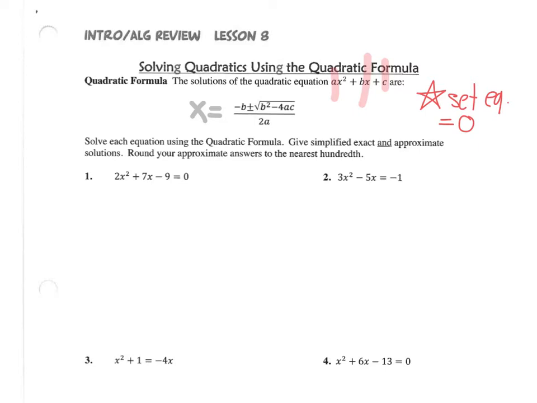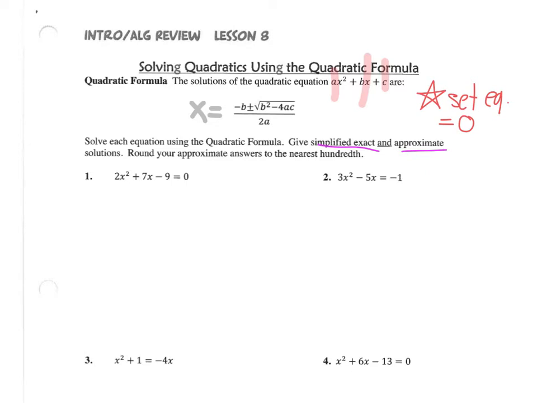All right, so let's take a look at number 1 over here. Let's read the directions together first. It says solve each equation using the quadratic formula. Give simplified, exact, and approximate solutions. Round your approximate answers to the nearest hundredth. Therefore, we will need a calculator. So if you do not have one in front of you, please pause the video, go get a calculator, because typing this in sometimes when we have to give both solutions is a little bit challenging for some students. When we assess quadratic formula, it's going to say give the exact and approximate solutions.